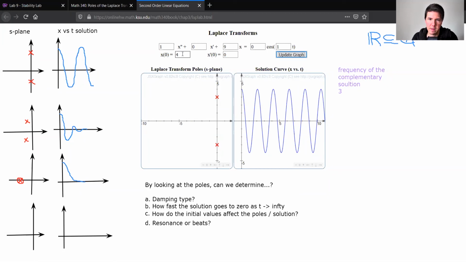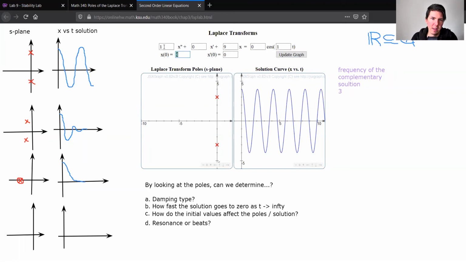In the first case, when we had x of 0 is equal to 4, that means the starting position is 4, and x prime of 0 is equal to 0 means the initial velocity is 0. So it starts at 4, and it's not changing its position at that moment. But then, because of the structure of the differential equation, the physical system, if you will, it's going to get pulled down. But for just one moment, it's not moving.